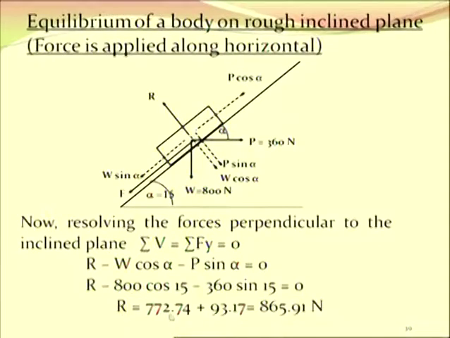Simplifying, R is equal to 772.74 plus 93.17. That results as 865.91 Newton. So we have obtained the value of R, that is the normal reaction.